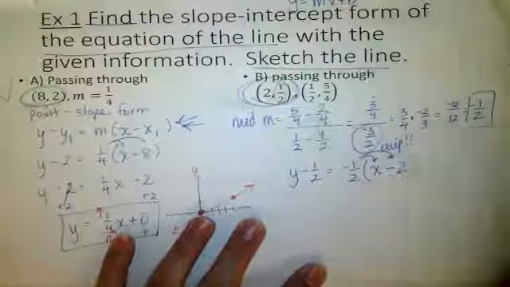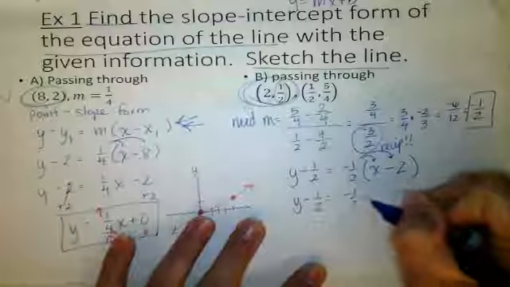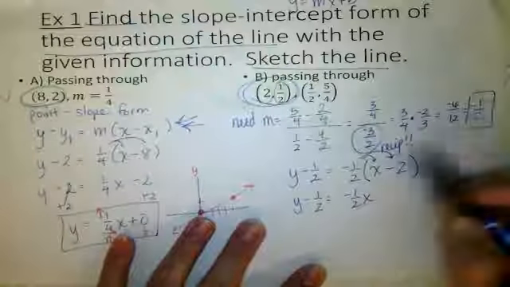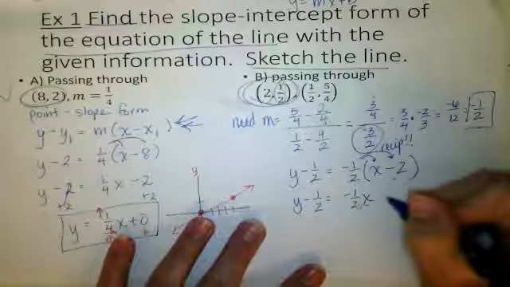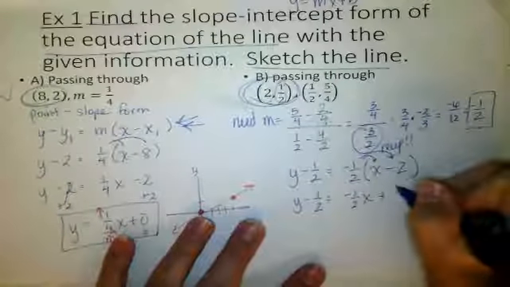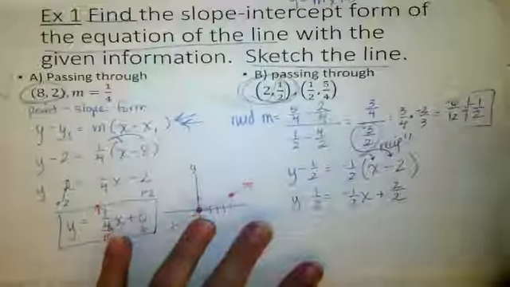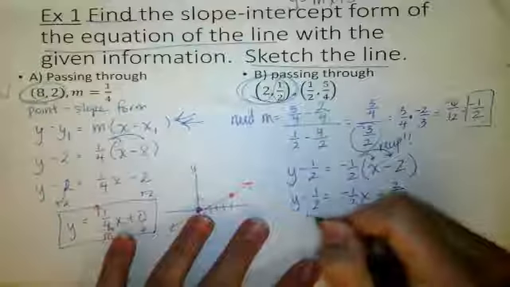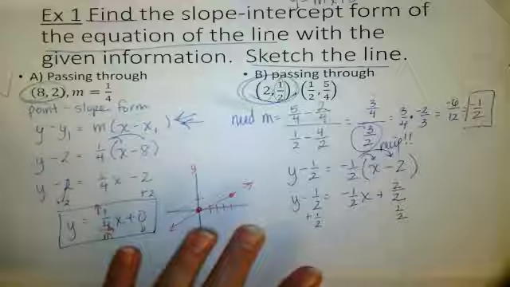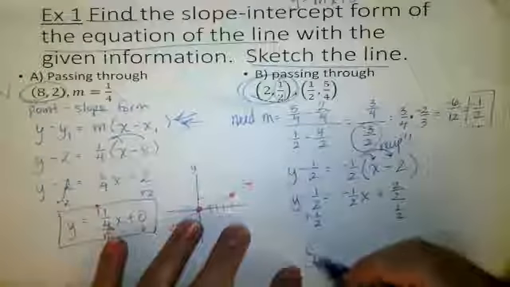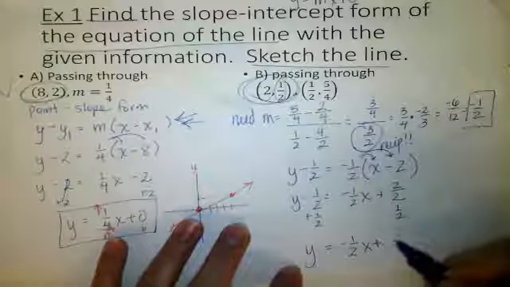I'm going to go ahead and distribute. -1/2 times x is -1/2 x. -1/2 times -2 is +1, but I'm going to leave it as +2/2. Why? I'm about to add the 1/2, so I'm thinking ahead a little bit and knowing that I might as well keep my denominator of 2. So -1/2 x, 2/2 plus 1/2 is 3/2.